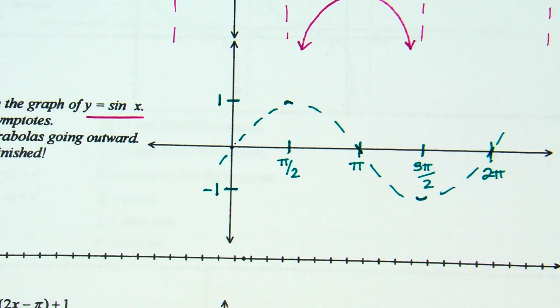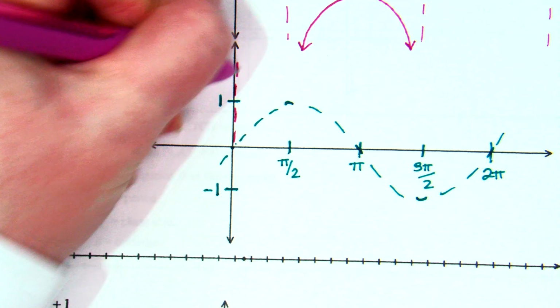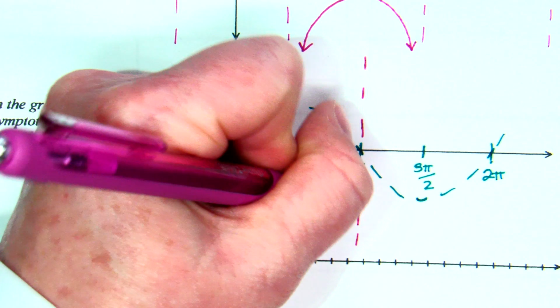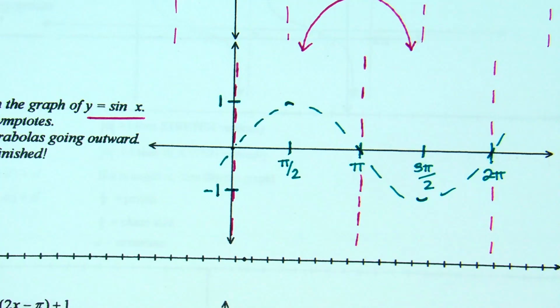Asymptotes. Where are my asymptotes this time? 0, 1 pi, 2 pi, if we kept going, 3 pi, 4 pi, 5 pi, 6 pi. Anytime there is a 0. So anytime my sine graph crosses the x-axis. No, I don't need to go extra this time. You'll see why. Okay. We got our asymptotes.